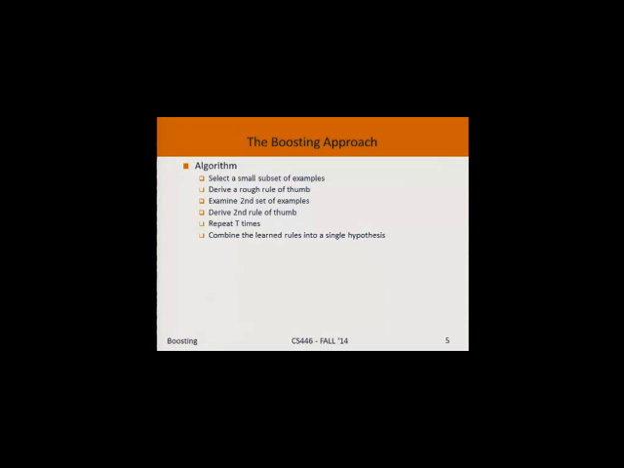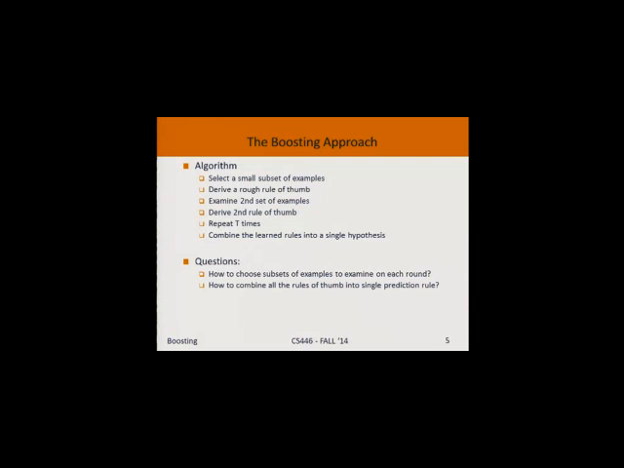So boosting suggests to address this problem in the following way. Select a small subset of examples. Derive a rough rule of thumb that does well on this small number of examples. Put it aside. Get another second set of examples. Derive another rule of thumb. Do this many times. At the end, combine the rules of thumb that you've learned into one single hypothesis. That's basically what boosting is doing.